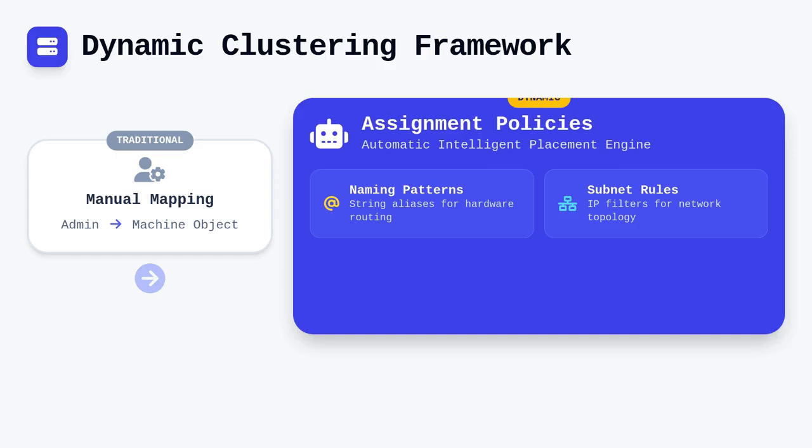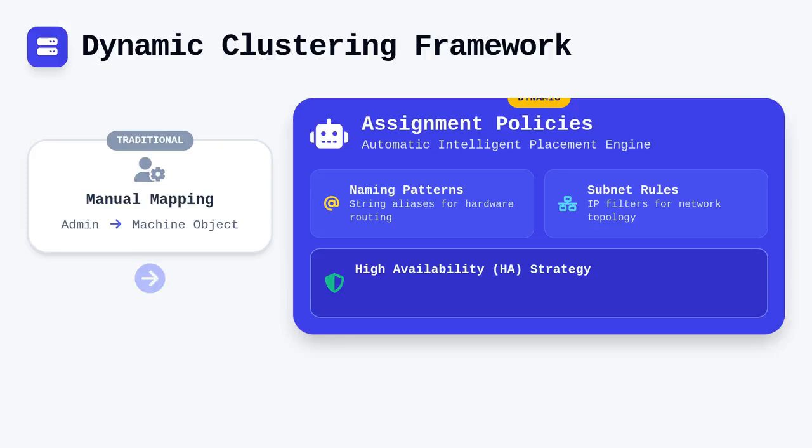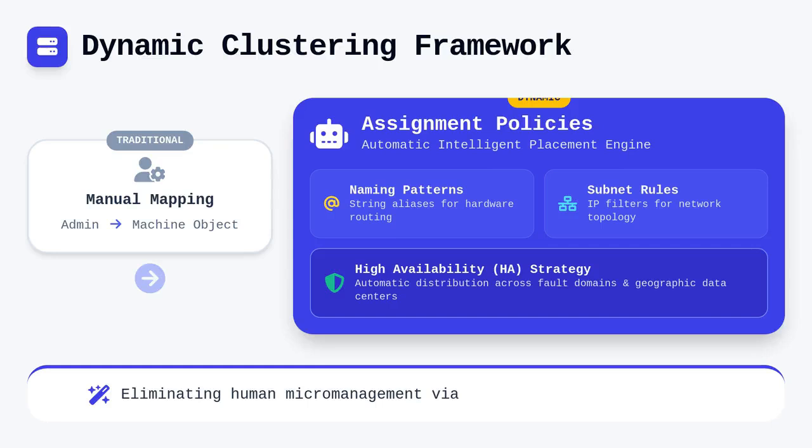This is especially useful in environments where high availability mandates that specific cluster members reside in distinct fault domains or geographic data centers. By defining these policies up front, you allow the WebLogic domain to make informed placement decisions without requiring a human administrator to micromanage the assignment of each individual JVM process.